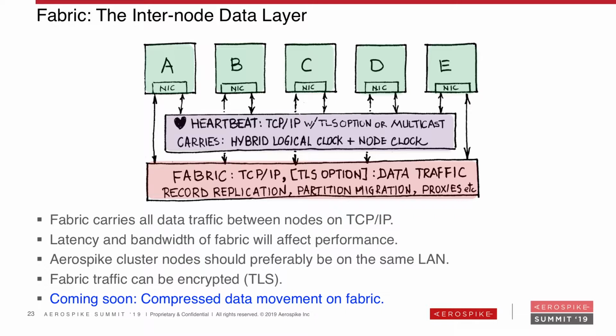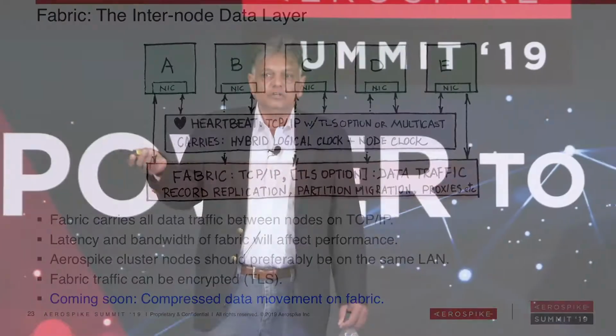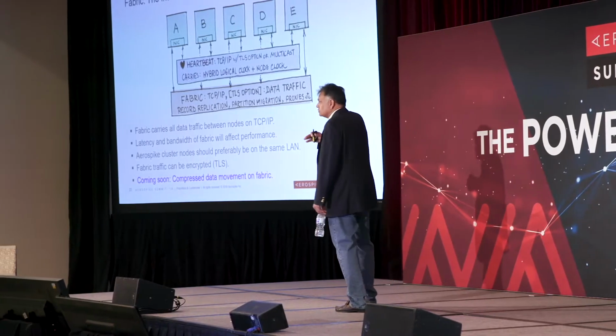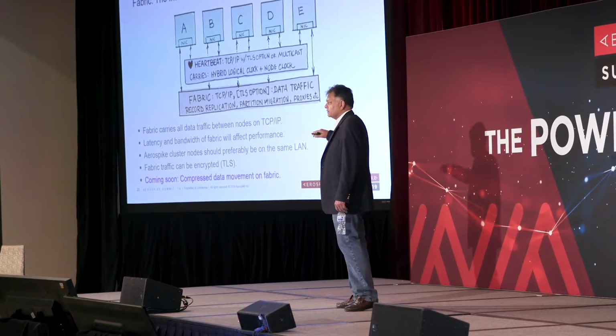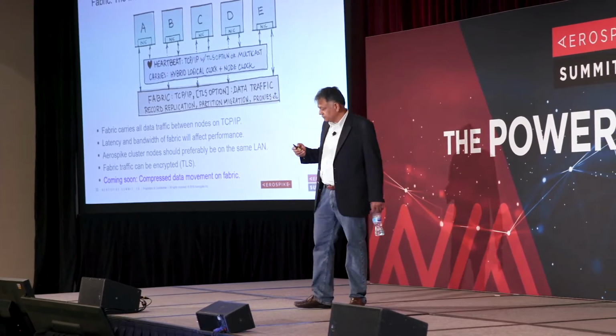Okay? Now, what is coming soon? This is exciting. I think they're going to release it soon. I'm not going to commit a date, but it should probably be in a month or two. Compressed data movement on fabric. Okay. So we introduced compression last year. In the implementation last year, your data was compressed as it was written to the device, and then decompressed when it was read back. In the new scheme, the compressed data will move also along the fabric. So when you do a replica write, it will move along the fabric in compressed form. So that is coming out very soon.